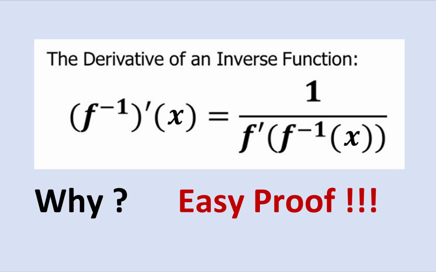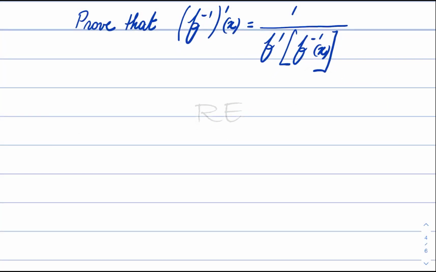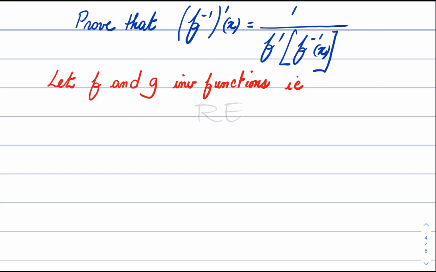The derivative of the inverse of f of x is equal to 1 over the derivative of f of the inverse of f of x. Let us consider two functions f and g that are inverses of each other. And since they are inverse functions, we do know that g of x can be written as the inverse of f of x.